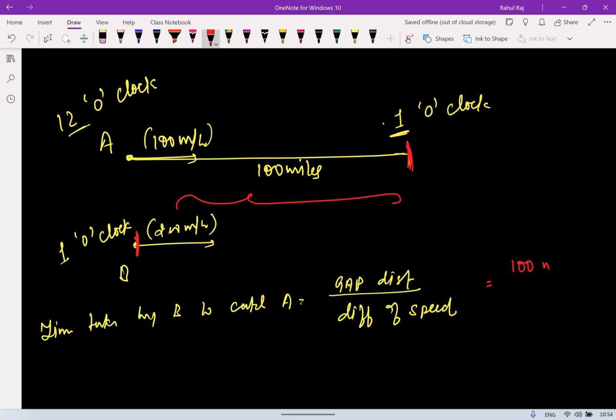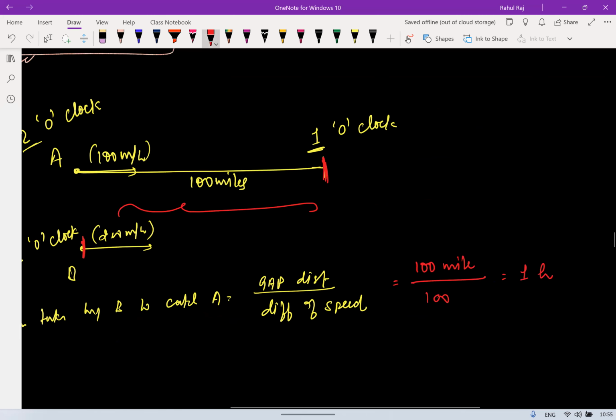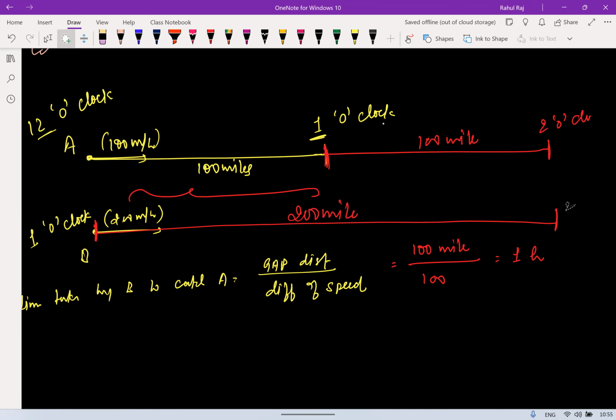Simple logic. Why difference of speed? That is, difference of speed is what? 200 minus 100. That is 100. So we will catch in 1 hour. So imagine next 1 hour, how much will he travel? Again he'll travel 100 miles. So at 2 o'clock he'll be here. But what is B's speed? 200 miles per hour. So at 2 o'clock B will also be here, because B has traveled 200 miles in 1 hour. So B will catch A after 1 hour. It's a straightforward, simple logic. Does anyone have any problem over here?